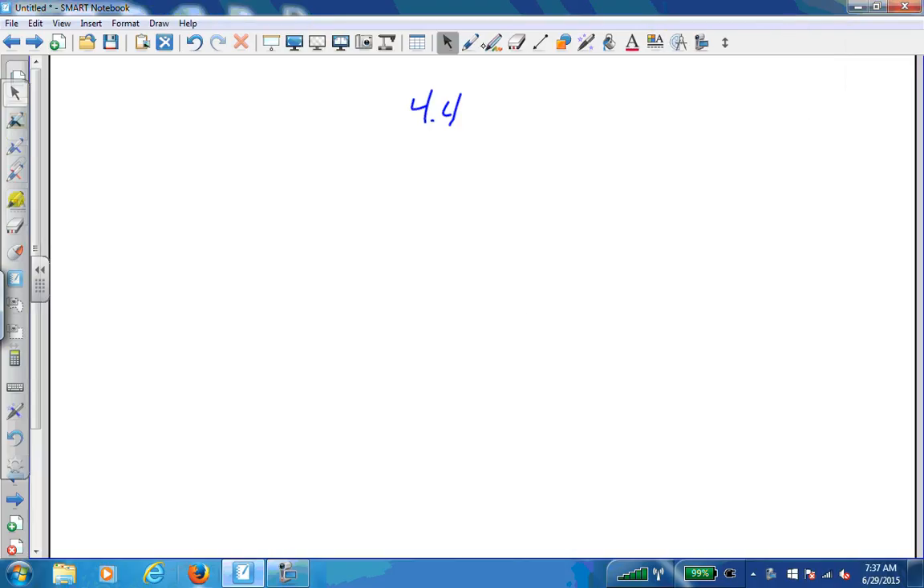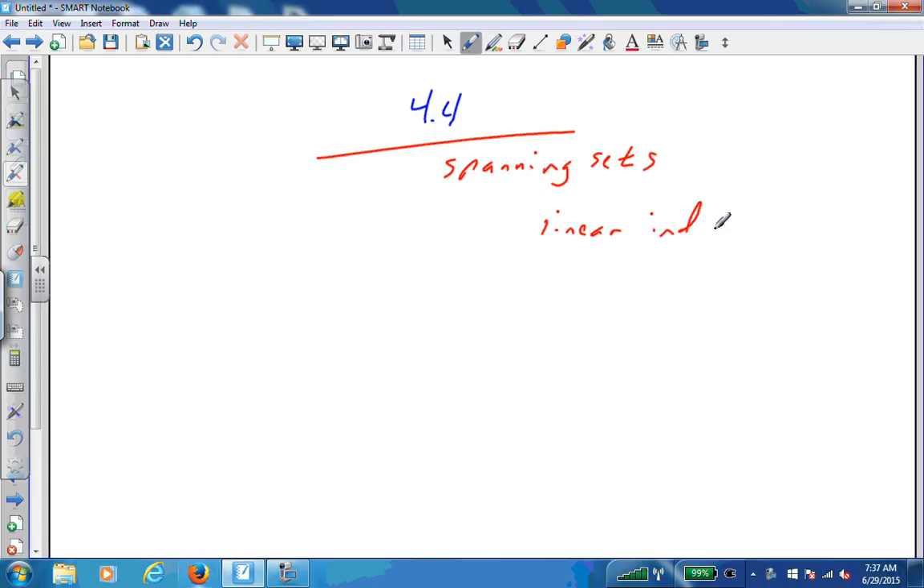In 4.4, we're going to look at two ideas. One of them is on spanning sets, and the other is on linear independence and dependence.